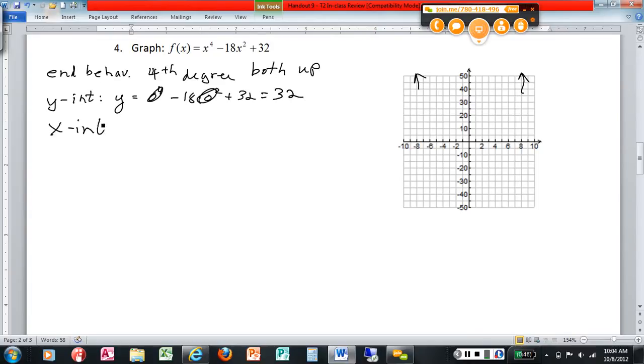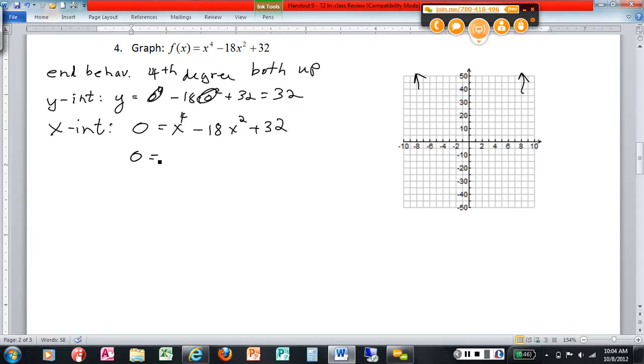X-intercept. Well, that's a little more involved because here we got to set the y to be 0, f of x to be 0. And so we get 0 equals x to the 4th minus 18x squared plus 32. Well, it's a little more complicated, but we can do this, right?